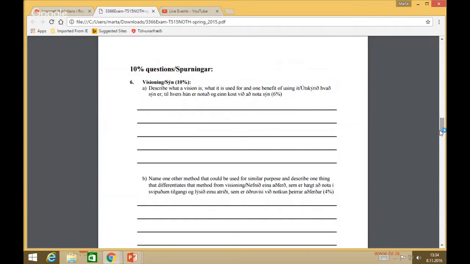Okay, visioning. This was really what we used here in the course. Describe what a vision is, what is it used for, and one benefit of using it. Okay, what is a benefit? What would you say? You've used it.